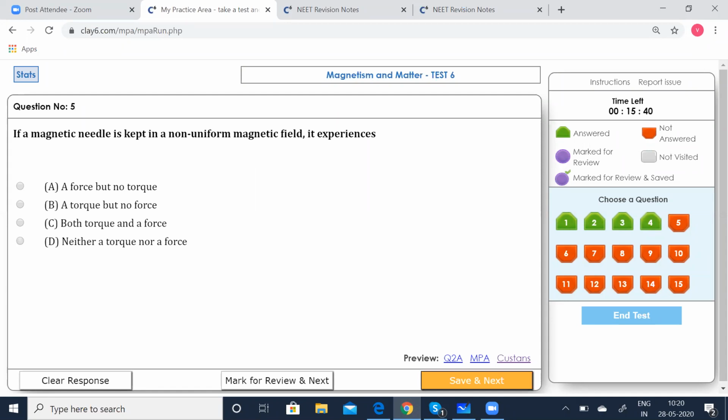If a magnetic needle is kept in a non-uniform magnetic field, it experiences a force but no torque, a torque but no force, both torque and force, neither torque nor force. All right. When a magnetic needle is now kept in a non-uniform magnetic field, now the two poles of the needle will now experience unequal force.